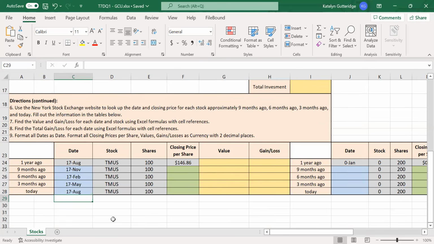And all of these dates will be dependent on when you do the assignment. So the very first date should be 1 year ago, the second date should be 9 months, third date is 6 months, then 3 months, then today. Go to the website, find all of the closing prices for the dates you have. And remember, sometimes the dates are not listed if they were a weekend. So find a date that is close to the date you're looking for. So then I'm going to list all of the prices I found for my T-Mobile stock.